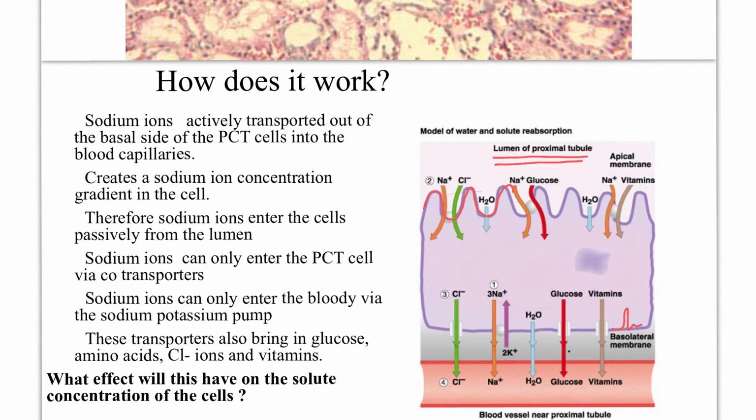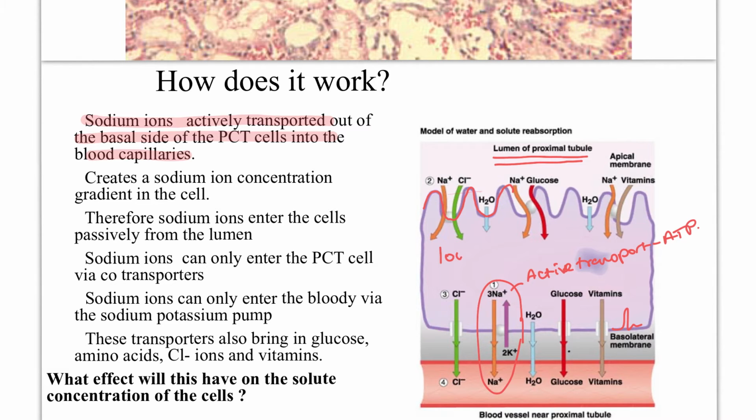So, sodium ions are actively transported out of the basal side of the PCT and into the blood capillaries, and we can see that here. These sodium ions, sodium-potassium pump, we know that 3 sodium ions are pumped out, 2 potassium ions pumped in. This is active transport, and it requires ATP. This creates a sodium ion concentration gradient in the cell.